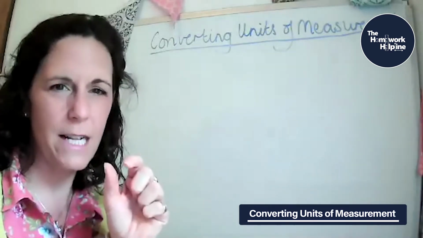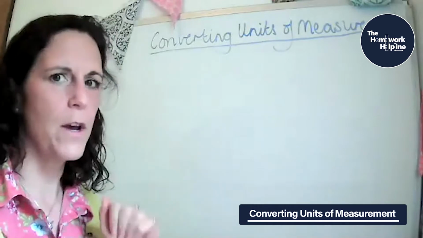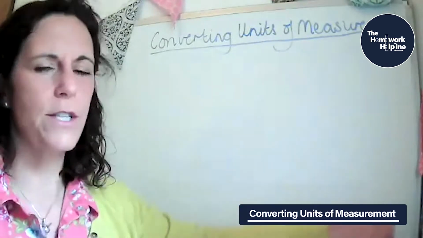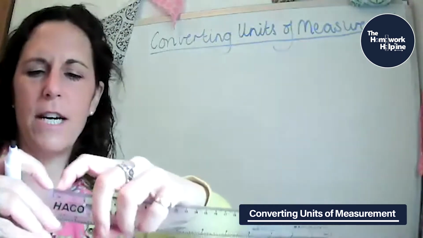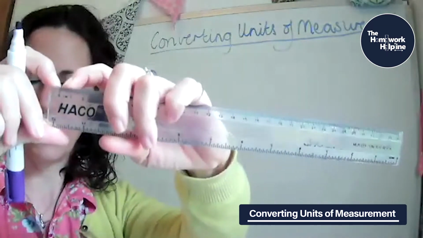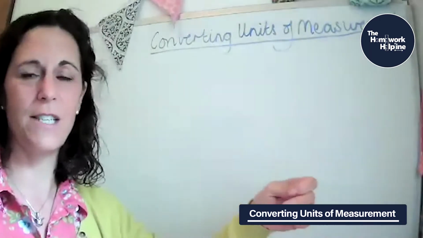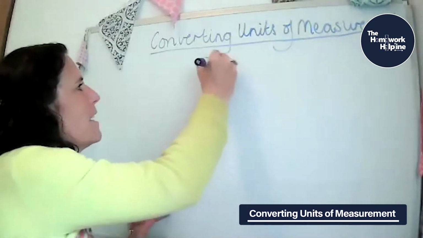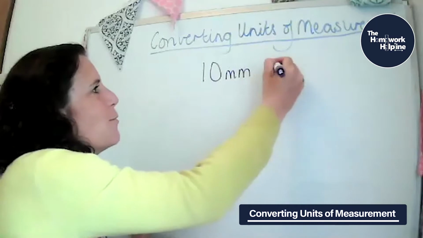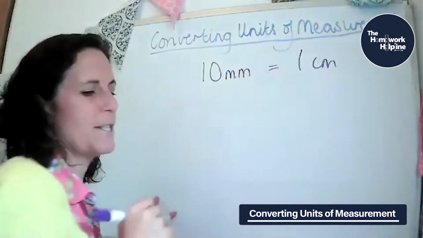Now, let's start with the little tiny baby measurements. Millimetres. Those are the ones on a ruler that are the tiny, tiny, tiny ones. They're like the size of half an ant. And there are 10 of them in every centimetre. So 10 millimetres equals 1 centimetre.